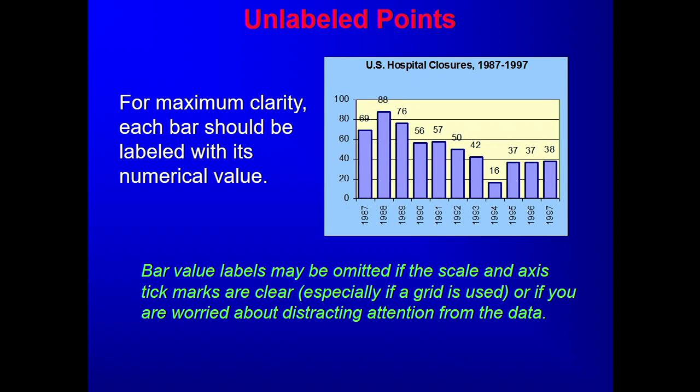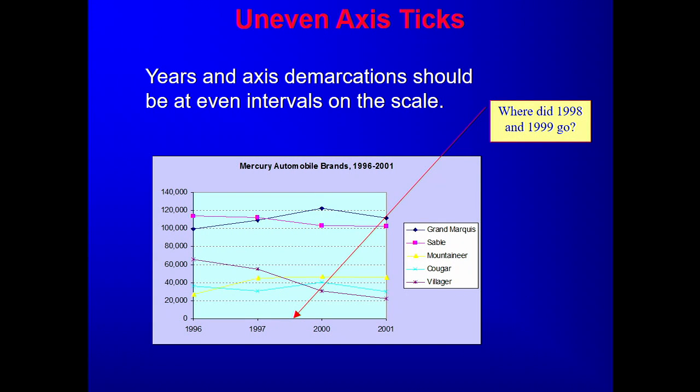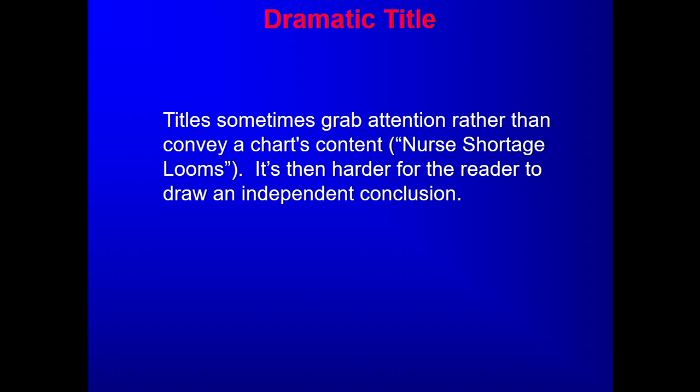So for maximum clarity, you should label points. That's why I'm a stickler for those kinds of things. We see sometimes uneven axis tricks, like 1997, 1998, 1999, then jumping to 2000. Well, it looks like they're trying to hide data. What happened in 98 and 99? Okay, so you'll see people do these kinds of things.